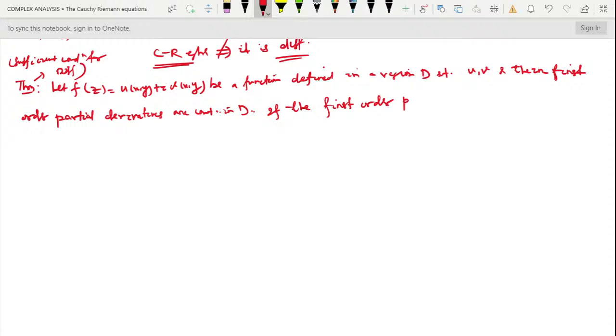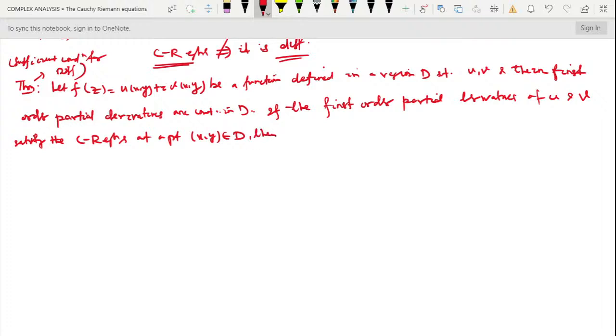If the first order partial derivatives of u and v satisfy the Cauchy-Riemann equations at a point xy belonging to that region D, then f is differentiable at z. That means f is differentiable at xy.